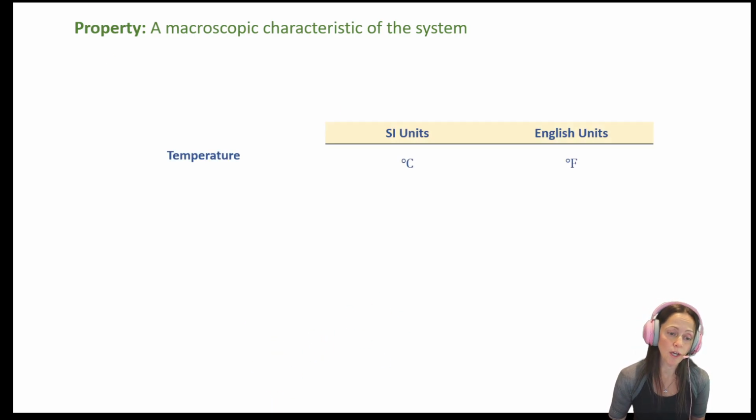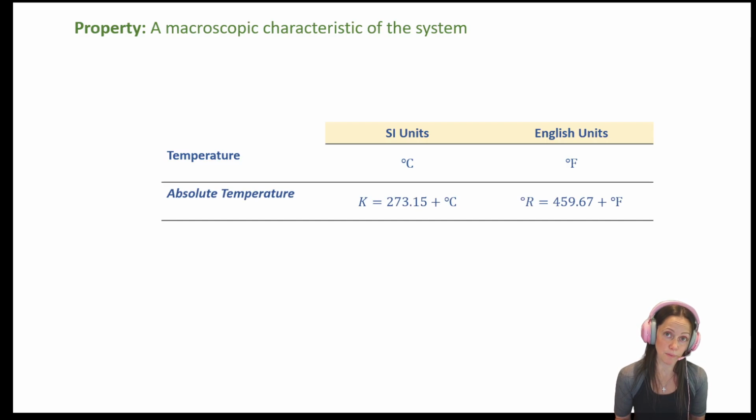So temperature, we'll use SI units and English units, so degrees Celsius and degrees Fahrenheit, but we'll also use units of absolute temperature, which you may or may not be familiar with. In SI units, that's Kelvin. It's not degrees Kelvin, it's just Kelvin. And you'll get that by adding 273.15 to the temperature in degrees Celsius. In this class, I'll round off and just add 273.